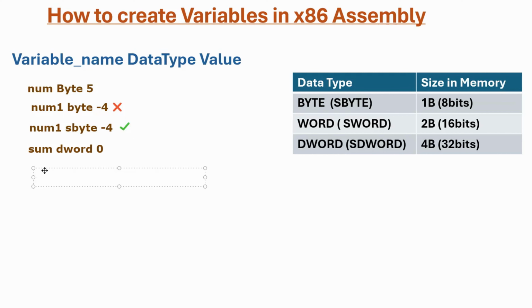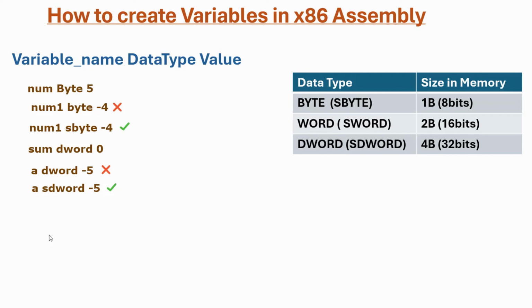Similarly, let's say the variable name is a, dword, and its value is minus 5. Do you think it is correct? No, it's not correct, because dword is not a data type suitable for signed numbers, and here we are assigning minus 5. So the correct one should be: a is the variable name, sdword, signed double word, is the data type, and minus 5 is its value. Now it will be correct.